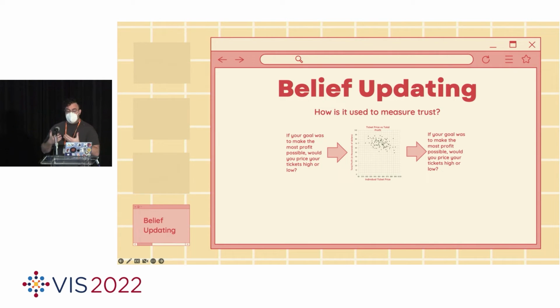Then we ask the question again after they've seen the visualization. And if they initially believed that they should price the tickets higher, then they saw the visualization which indicates they should price them lower, and then they change their answer to price them lower, this indicates that they have high trust in the visualization. On the other hand, if their belief initially does not align with the visualization and doesn't change, this indicates lower trust in the visualization.